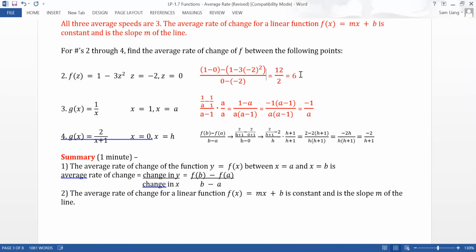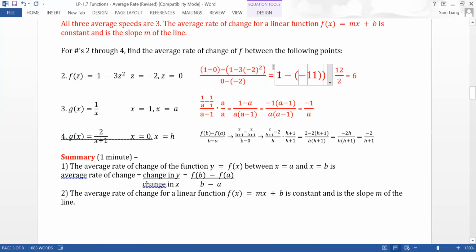Sorry. Okay, so that'll be 1 minus, okay, let's see here. So this is 4, right? -2 squared. So that's 4. And then 1 minus 3 times 4, that's 1 minus 12. Right, 1 minus 12, that's -11. And let me put that entire thing in parentheses.